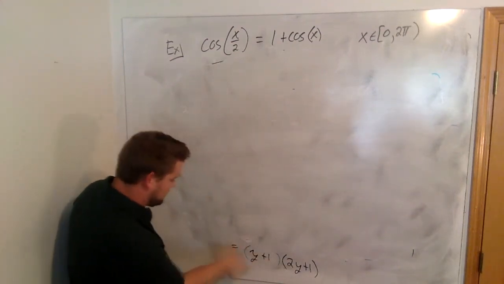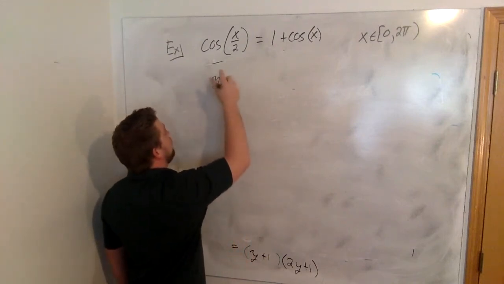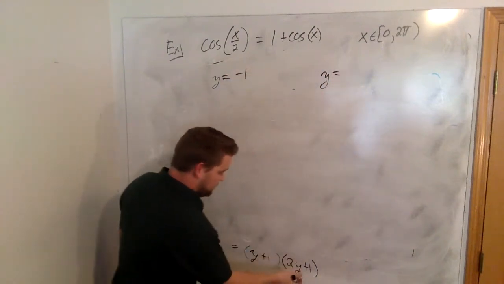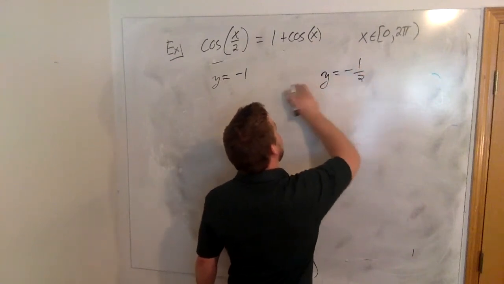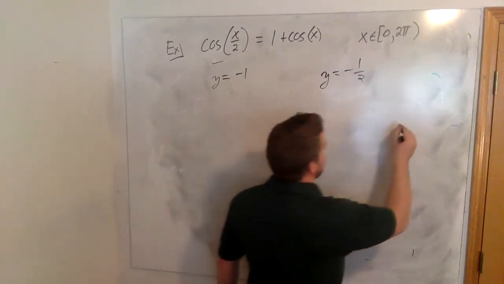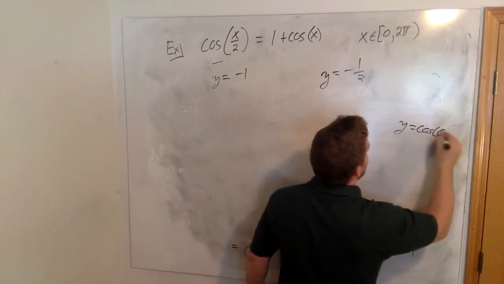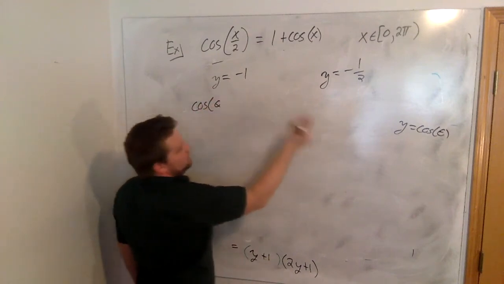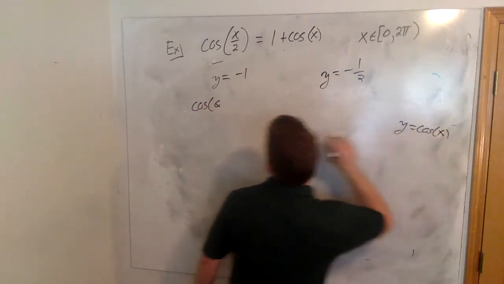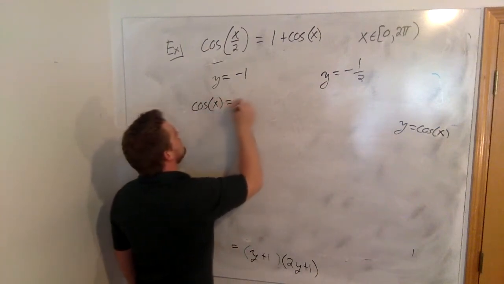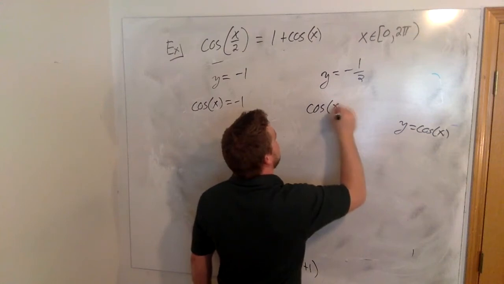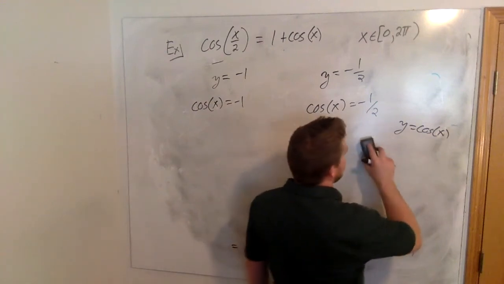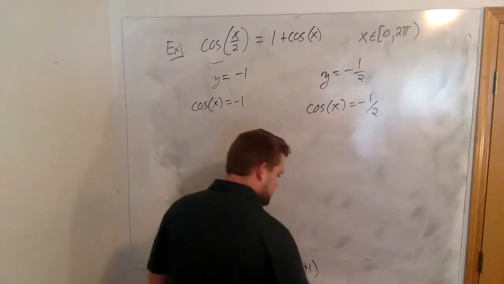So looking here, I hope you can see that this is saying that y could be equal to -1, or we could have that y could be equal to -1/2. And we need to remember that y was the cosine of theta. Okay, so let's put that back. So we have to figure out when the cosine of x will be equal to -1, and when the cosine of x will be equal to negative 1/2. You could do the cosine inverse of both sides, but I think it's going to be nicer for us just to take a look at the unit circle.